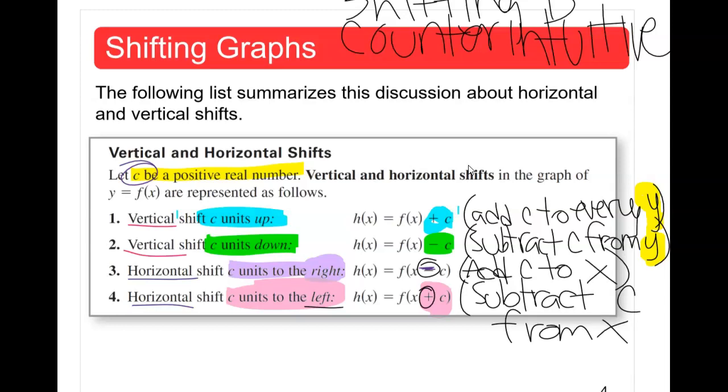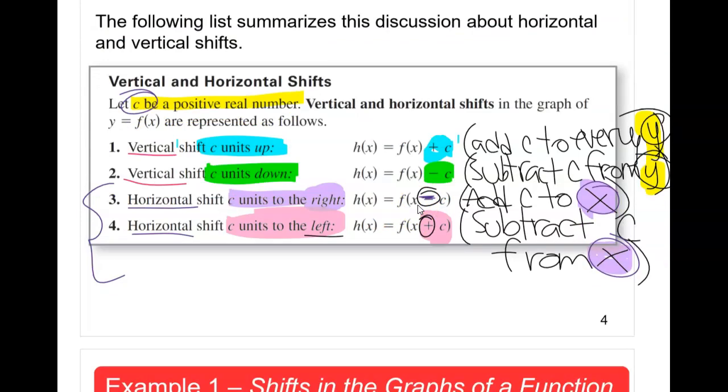So again, horizontal changes occur to the x value. And vertical changes are going to occur to the y value, as you can see here. So this is a very useful table. Make sure you have it handy when you do your homework and when you take your quiz and your exam.